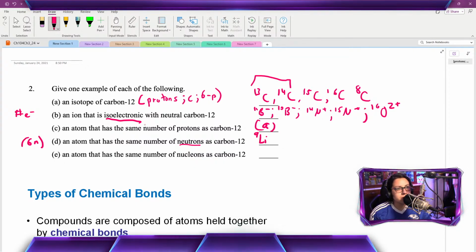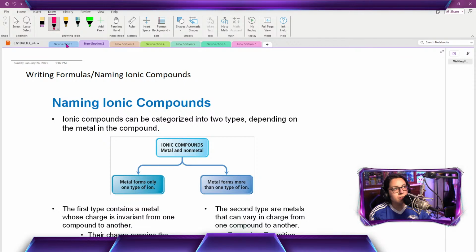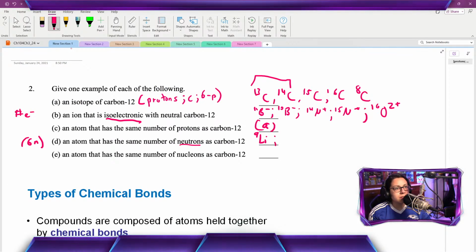And again, charge doesn't matter. So it's asking about neutrons, so you can make these ions or not. And let's go over, what if we want to do boron? So boron, we want 6 neutrons, so 5 plus 6. So then it has to be 11 boron as our answer.